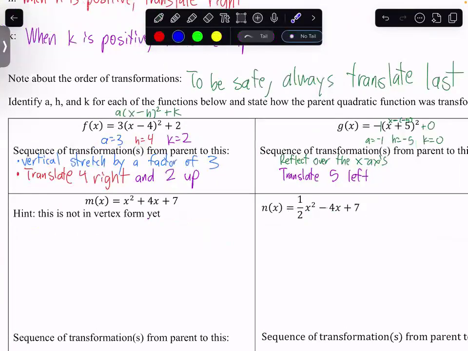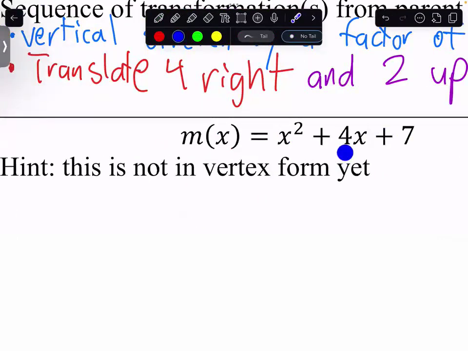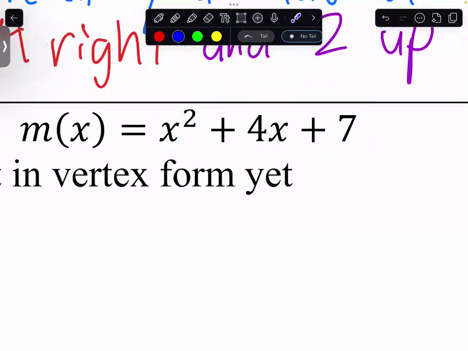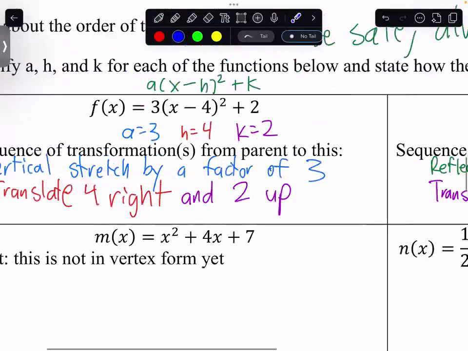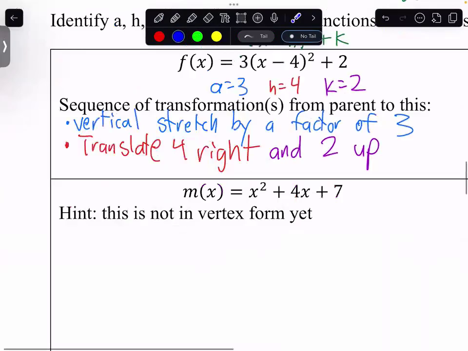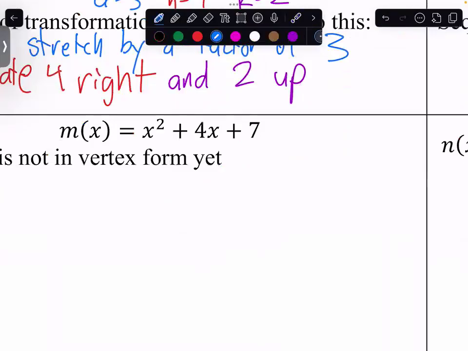Okay, so what you have to be careful about is you need A, H, and K. You cannot use A, B, and C for transformations. Okay, so when you look at this problem, 4 is not H, and 7 is not K, right? That would be in standard form, A, B, and C. Okay, so you need the form with parentheses and the squared. Okay, so how do we turn this to vertex form? We've done this before. The method we'll use is we'll just do the axis of symmetry.